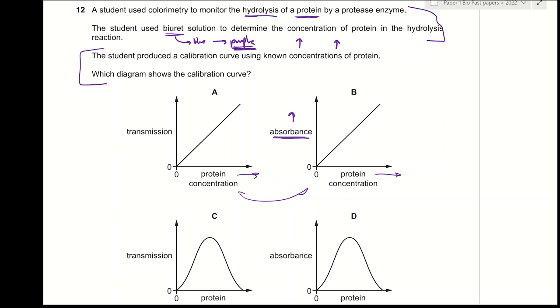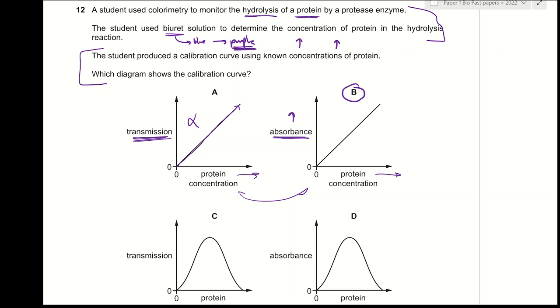Therefore, the answer is going to be B. And here it says transmission. Transmission means if the transmission concentration increases, this means that the solution is starting to turn colorless. And this is incorrect because here it says the protein concentration is increasing. Therefore, the transmission would decrease, not increase, because the purple color concentration increases.